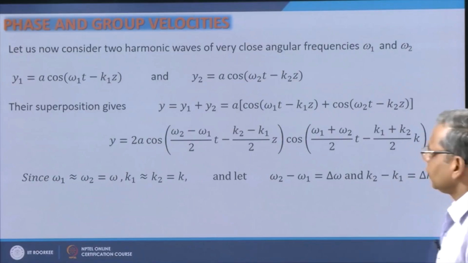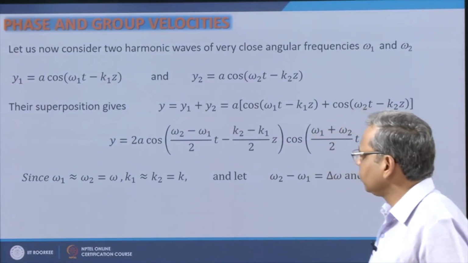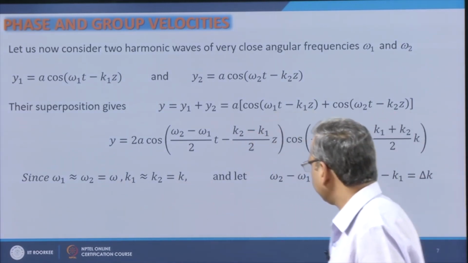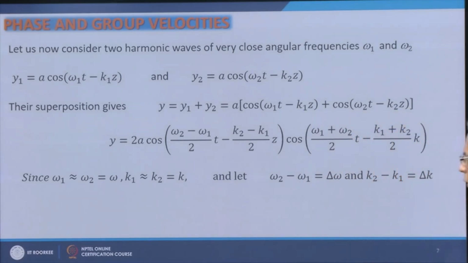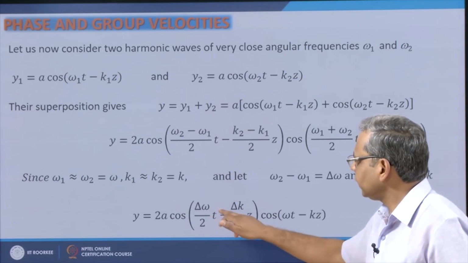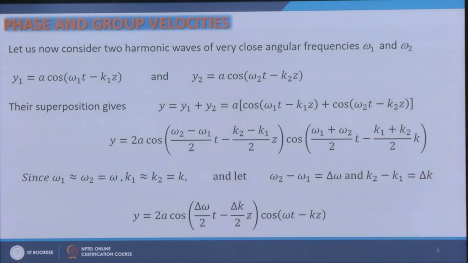Now, since omega 1 is very close to omega 2 and k1 is very close to k2, let me write them down as omega and k, and also assume that omega 2 minus omega 1 is equal to delta omega and k2 minus k1 is equal to delta k. Then I can write this down as 2a cosine of (delta omega t by 2 minus delta k z by 2) times cosine of (omega t minus k z).